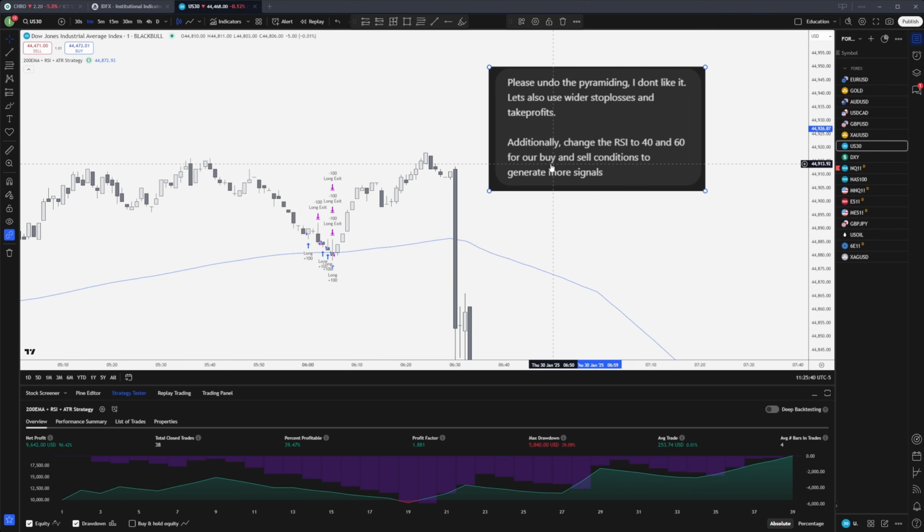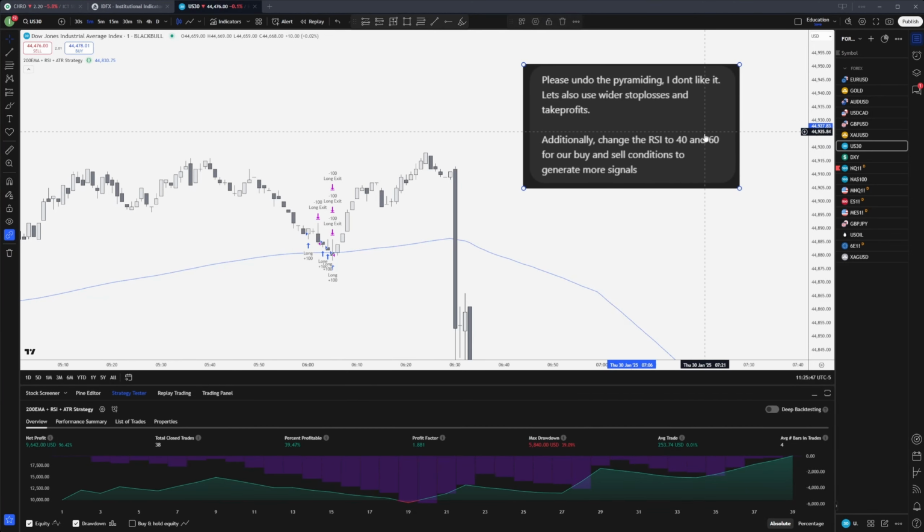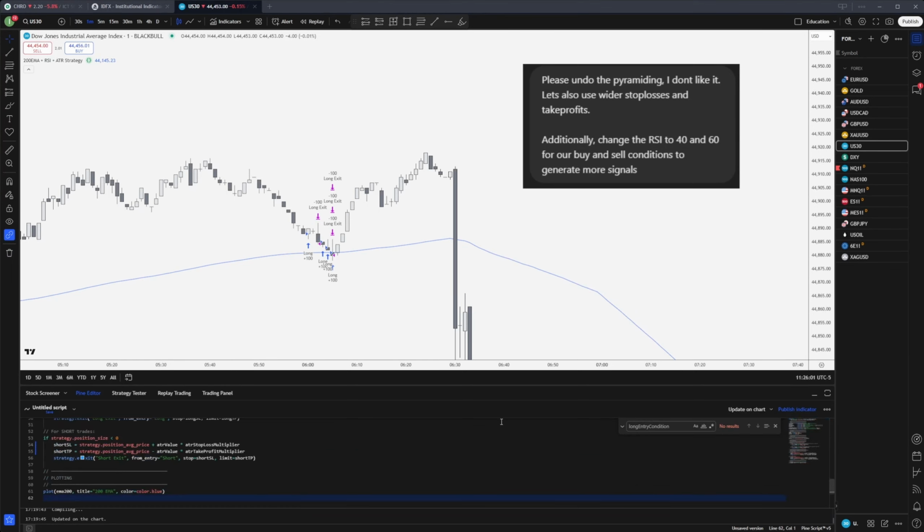So all I asked here is to extend the ATR and additionally change the RSI 40 and 60 for our buy and sell conditions to generate more signals. This basically connects to that thing above. And it doesn't matter in which order you do it because GPT is very smart. You can literally mumble in this thing and it will still understand you, because that's exactly what it's super good at. So I am once again going to copy and paste all of the text, click update and see if our system is still intact.